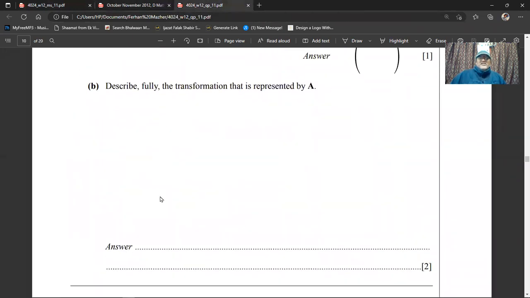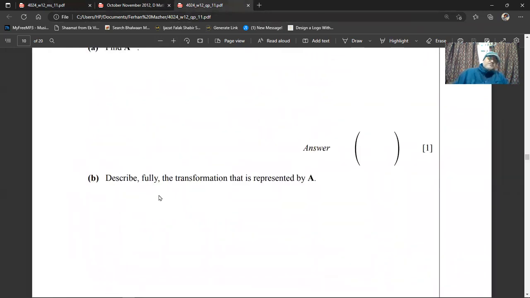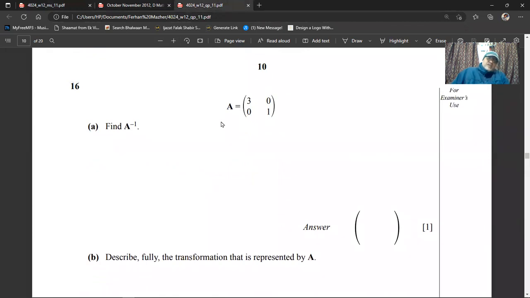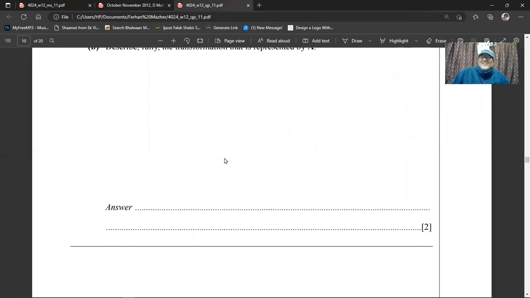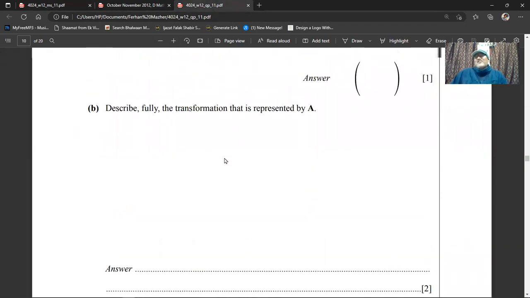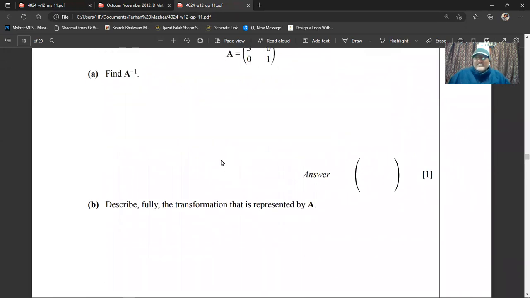Question number 16, B part. It says, describe fully the transformation that is represented by A. It's a 2 marks question. So this matrix basically is representing a transformation. And the question they're asking us is to find out which transformation this represents.